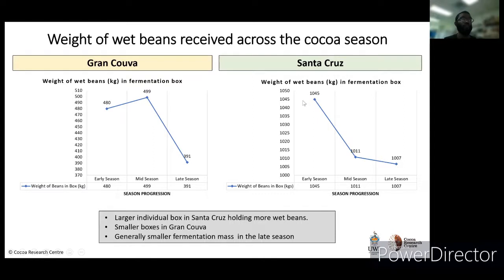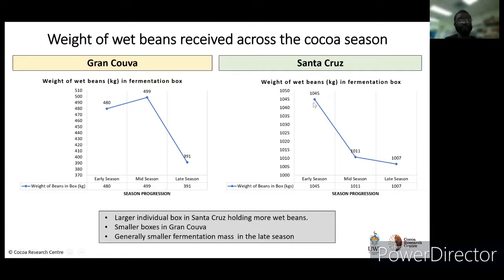Now, I'd like to move on to the wet weights of the beans received across the growing season for both locations. Firstly, I would like to focus on the wet weight of the beans received in the Santa Cruz area versus the Grand Couva area. As we can see, in the Santa Cruz area there is initially a higher amount of beans received, and this is due to the larger capacity of the fermentation boxes in the Santa Cruz area versus the Grand Couva area.